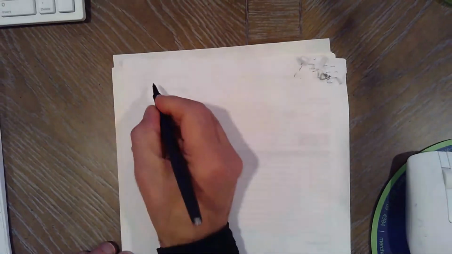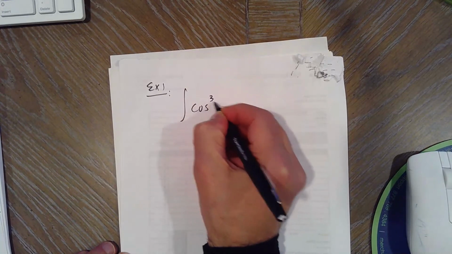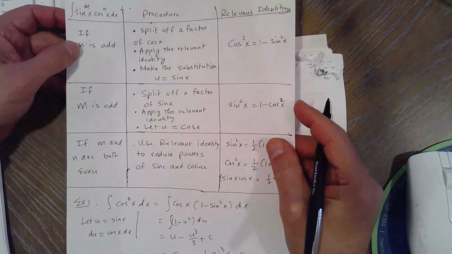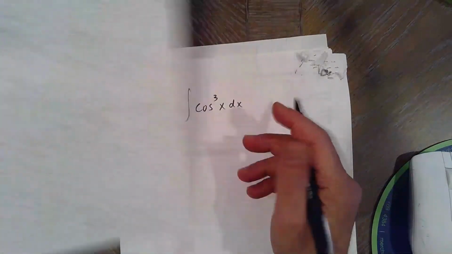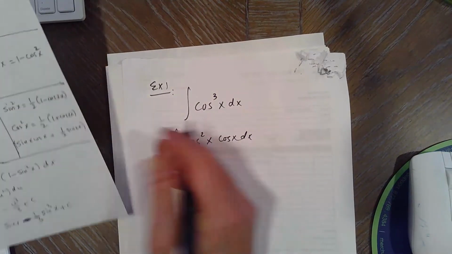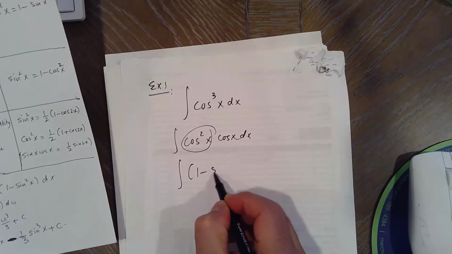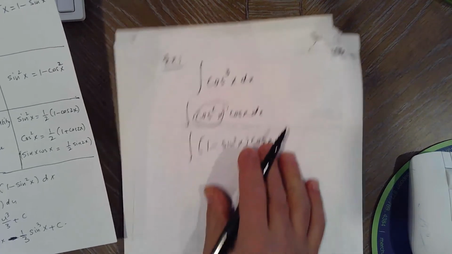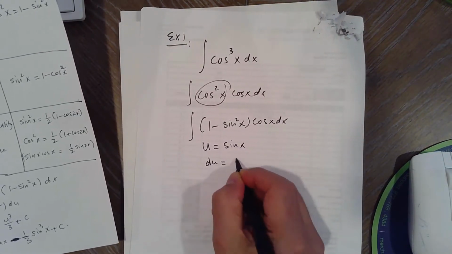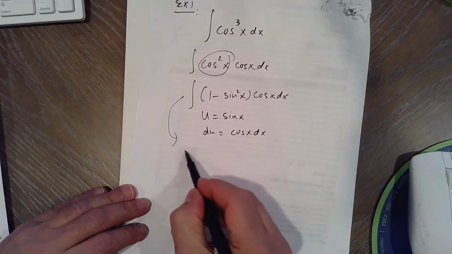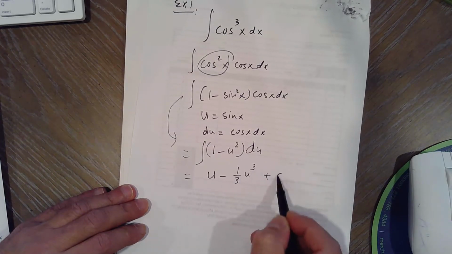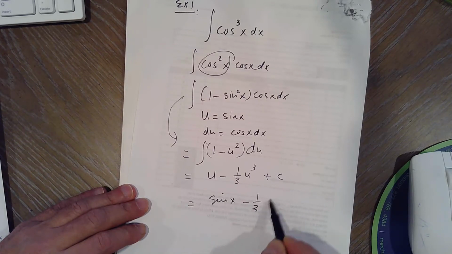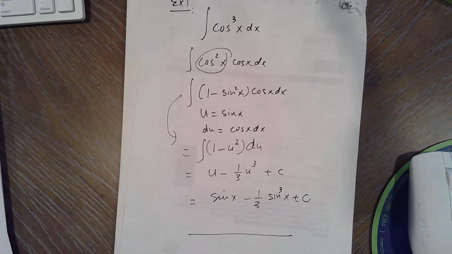So if I'm doing example 1, where it says the integral of cosine cube x dx. If you look at the map, there's no sine, so it's okay. We have n is odd, right? Cosine cube. So we're going to split off a factor of cosine: the integral of cosine square x cosine x dx. Apply the identity, that's 1 minus sine square. And then make the substitution u equals sine x, so du is cosine x dx. Neat. So this would be the integral of 1 minus u squared, where cosine x dx is du. So it's u minus 1/3 u cubed plus c, which is sine x minus 1/3 sine cube x plus c. Okay.